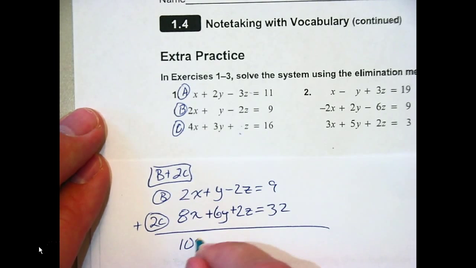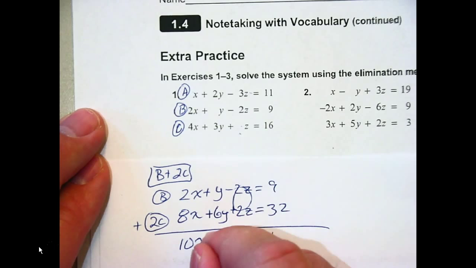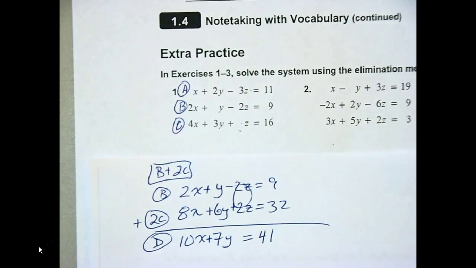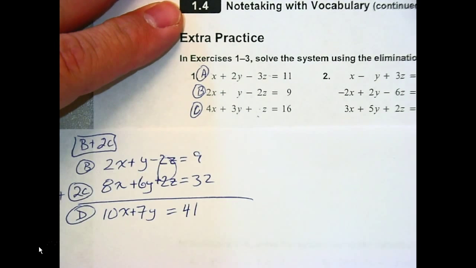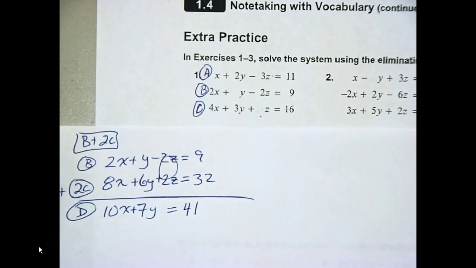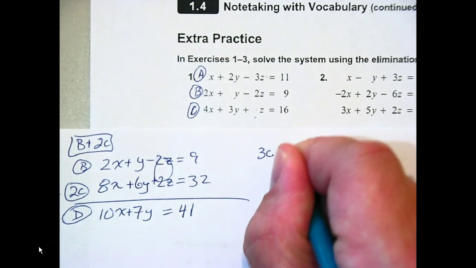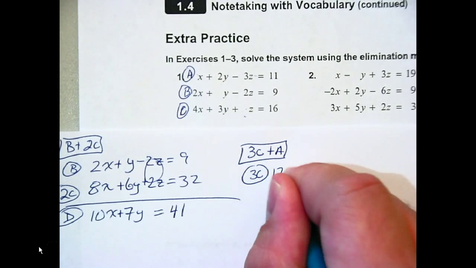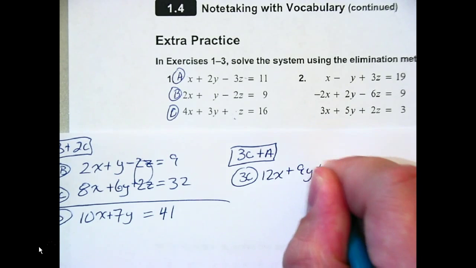10x, 7y, 0, and 41. Yuck. Those are nasty numbers, dude. We're going to call that D. All right. Now, I need to eliminate z from A. How am I going to do that? Okay, go 3C and add it to A. So 3C is 12x, 9y, and 3z equals 48.